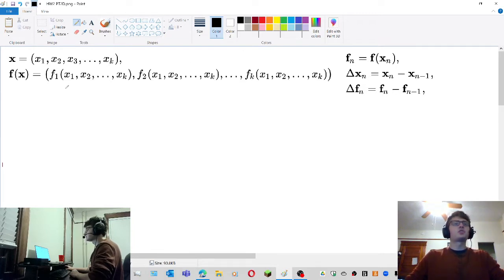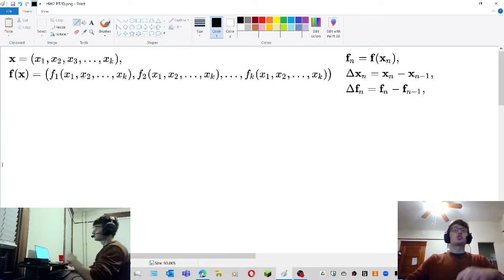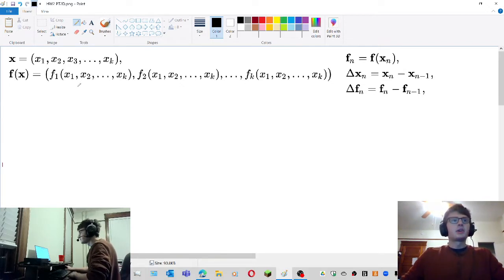An important thing to note is that k is the same, so this is a square Jacobian we're dealing with. The Jacobian has the same number of functions as it does variables to differentiate with respect to. So if there are 3 functions, there are 3 independent variables. If there are 10 functions, there are 10 independent variables, and the Jacobian would be 10 by 10.